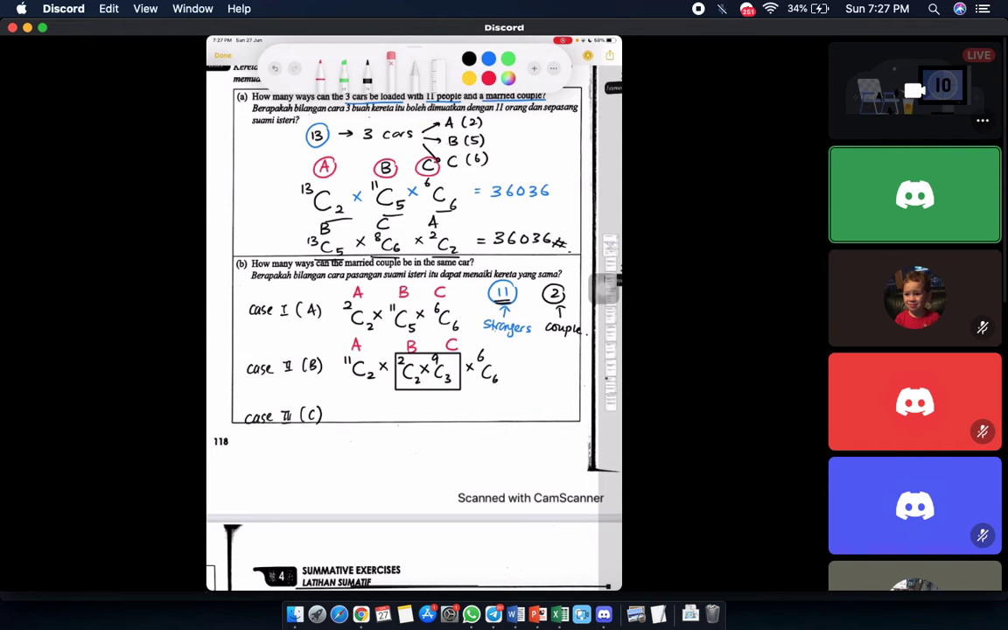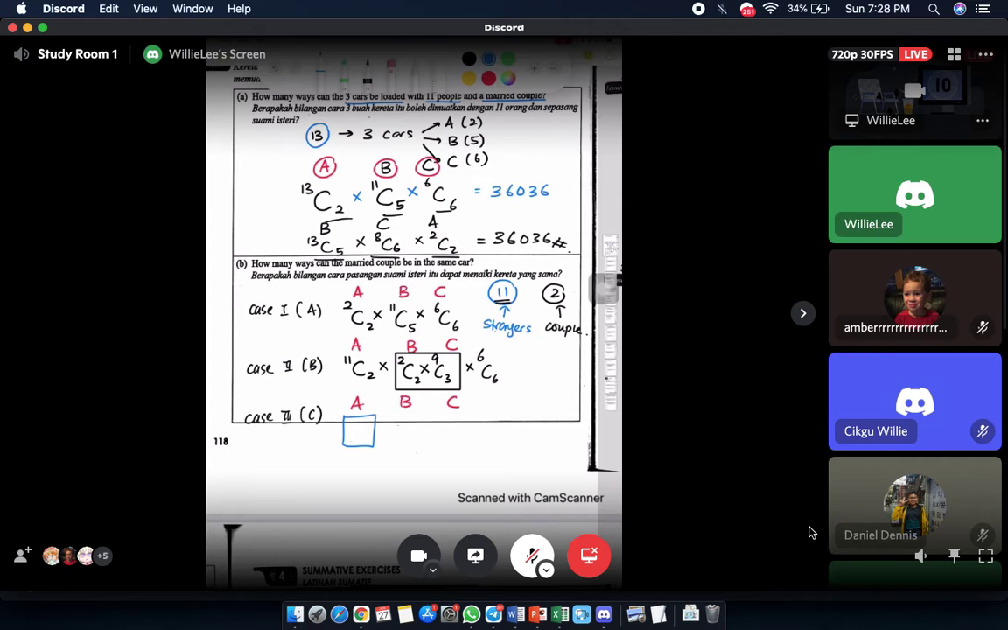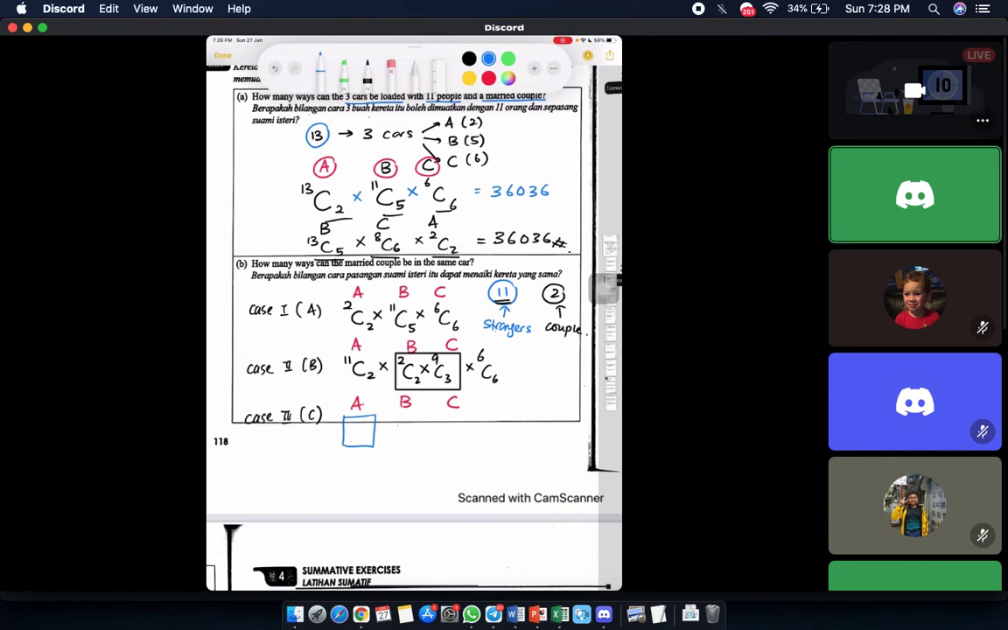Okay, now let us look at the last case here. The last case is case number 3, where the couple goes into car C. Let me ask you: do car A and car B have a couple, or are car A and car B only strangers? Car A and car B are only strangers, right? Okay, tell me, what do you put at the front for A? What do you think? Everybody try. What do you put at the first part for car A? 11C2. Very good. 11C2. So you put 11C2.